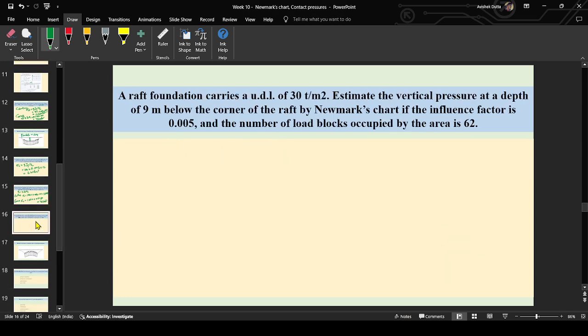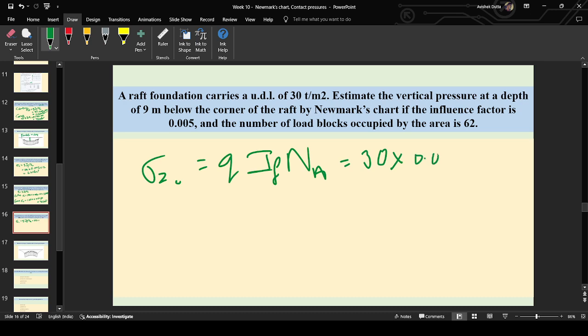Next question also, again in a similar way, a raft foundation carries a UDL. So below the corner of the raft, here also sigma z at the corner will be equal to Q into influence factor into Na. Here the influence factor is already given, it is easier. Again 30 tons into 0.005 into 62, that will be almost equal to, I think, 9.3. Please check this calculation.